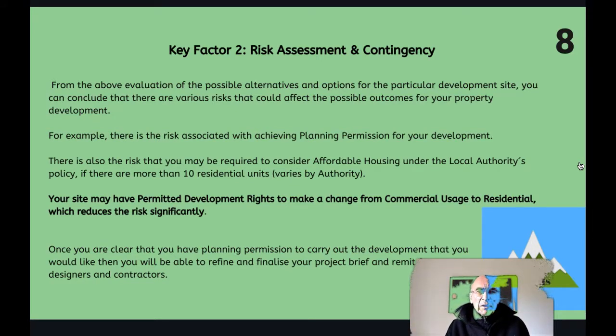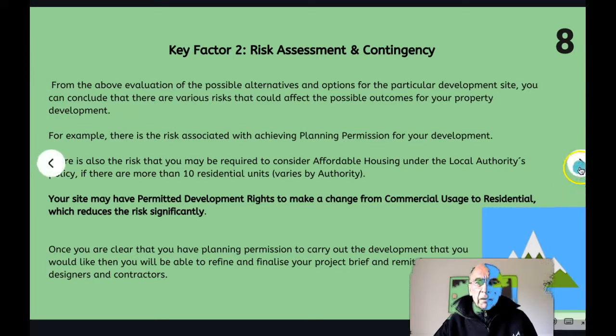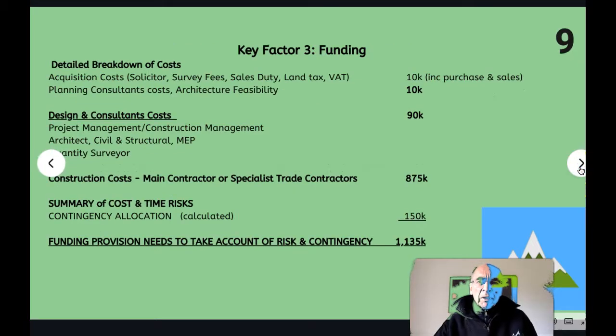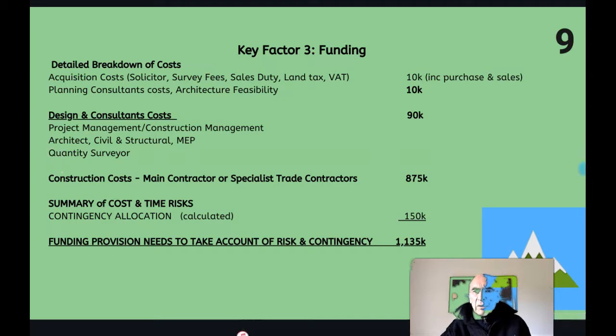Evaluate all the risks to do with the project and quantify and assess the likely contingency amount for time and budget purposes. So in our example here, we need to ensure there's adequate funding, so we've allowed a detailed breakdown of the costs: acquisition costs, design and consultants costs, construction costs, and then we've evaluated the contingency at £150,000 within this overall funding provision that's needed, 1.135 million.